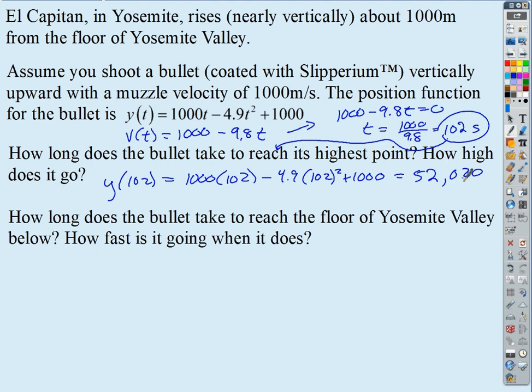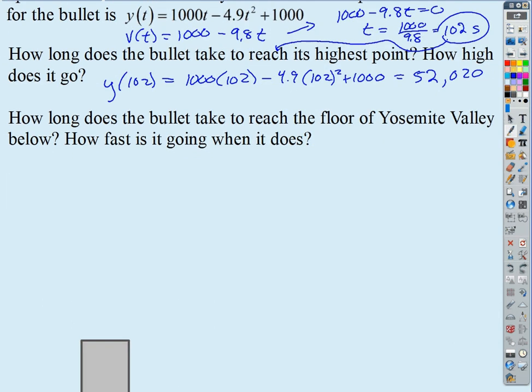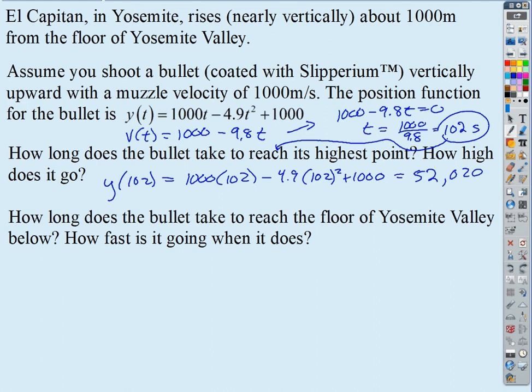How long does it take the bullet to reach the floor of Yosemite Valley? Ooh, that's a good question. How am I going to figure that one out? We could calculate the acceleration. It's going to be pretty boring. If I calculate the acceleration by differentiating velocity, we just take negative 9.8, and it's constant, right? It's not ever going to change.